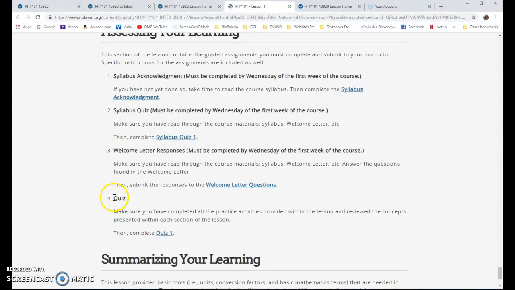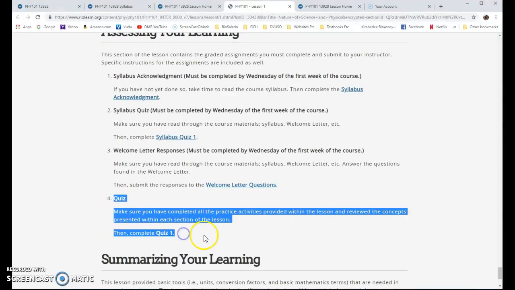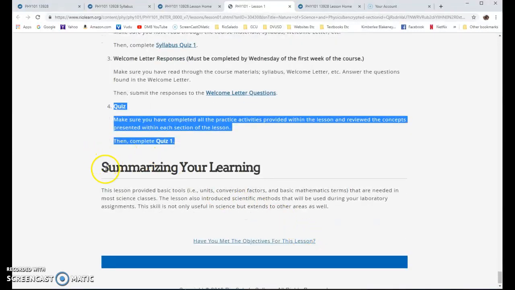In week 1 also, once you are done with all of the lesson, you will have the week 1 quiz. And then finally, your summary of your learning, which will take all of this learning and focus it on what you need to know as you move on to the next lesson.